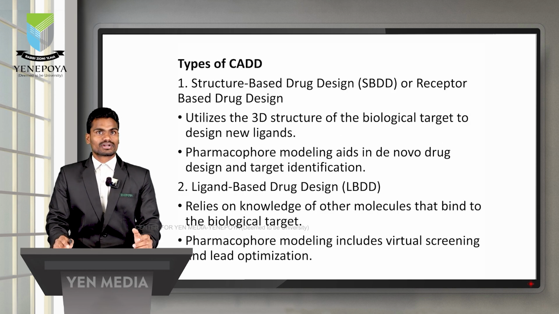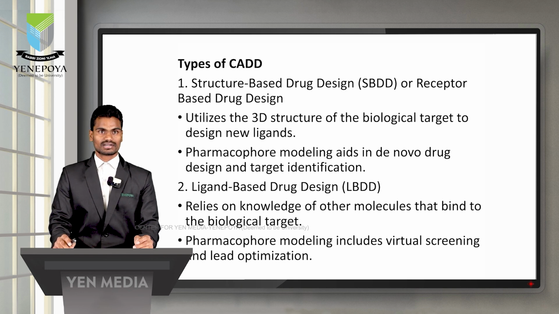In computer aided drug discovery or drug design, we approach two methods. One is structure based drug design or receptor based drug design, and the second one is ligand based drug design. In structure based drug design, we utilize the 3D structure of the biological target to design new ligands, and pharmacophore modeling aids in de novo drug design and target identification. This is about structure based drug design in a brief way. Coming to ligand based drug design, it relies on knowledge of other molecules that bind to the biological target. So pharmacophore modeling includes virtual screening and lead optimization. In structure based drug design, we depend upon the structure of the target molecule.